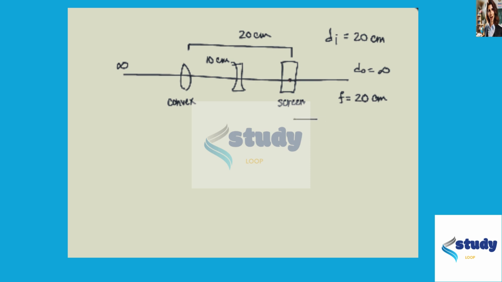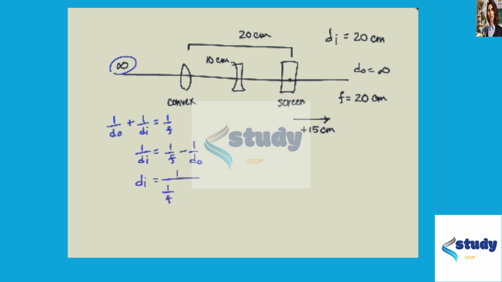And then you have to move this an additional 15 centimeters so that your image is still being produced on the screen, but now it's clear now that you've added that concave lens. So to do this, we're going to assume that we have an object infinitely far away, and this helps us determine where the image will be for the convex lens. And so to do that mathematically, you can use the thin lens equation, solving for di. You do want to inverse the entire fraction, not just one bit of it.